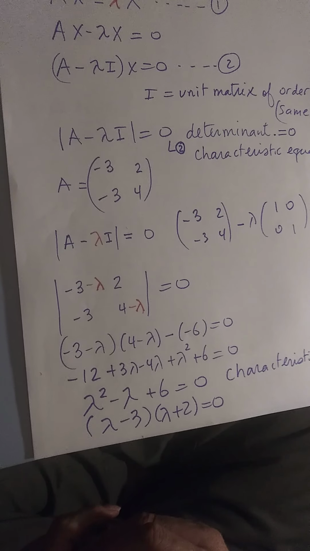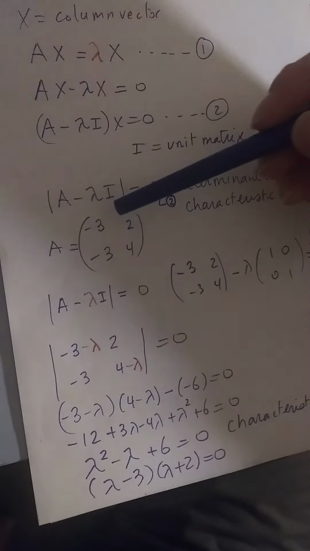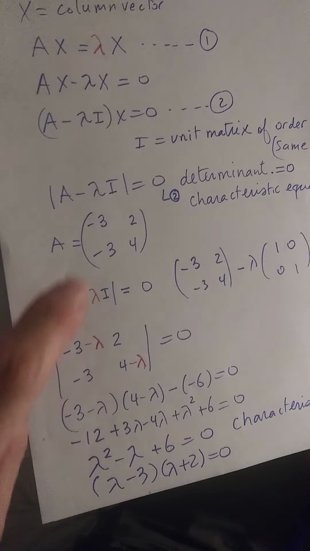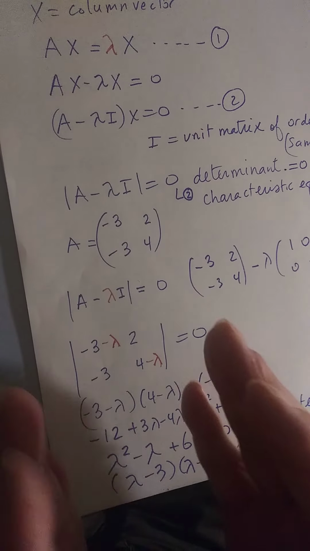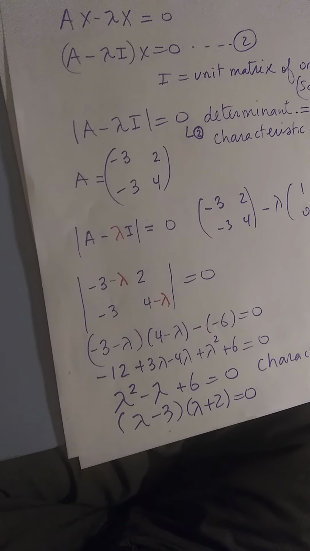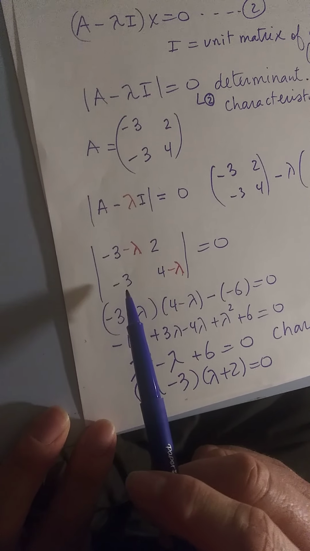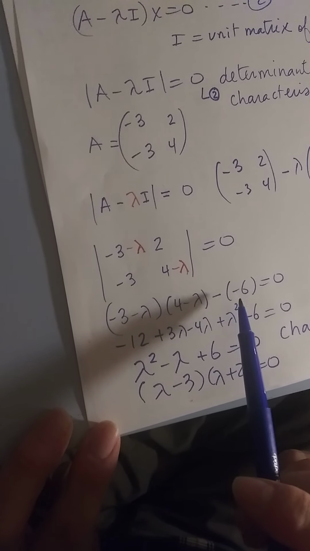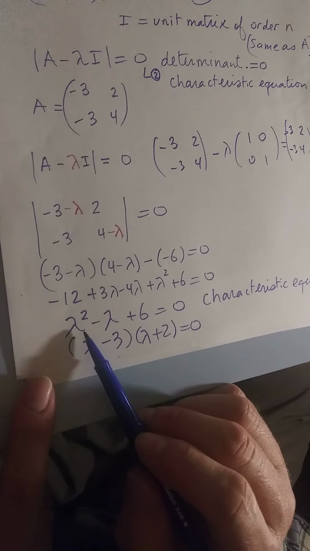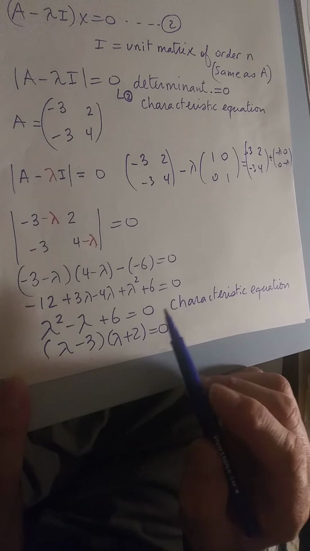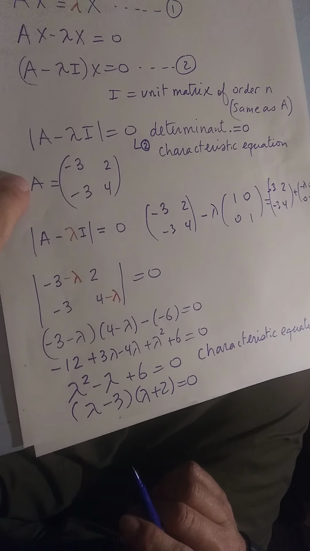That's this equation. In effect, you don't have to go through these steps, just subtract lambda from the diagonal terms. So minus 3 minus lambda, 4 minus lambda. The other two will stay the same. Make it a determinant and set it equal to 0. So we'll do the determinant. Minus 3 minus lambda times 4 minus lambda, minus minus 3 times 2, which is minus 6, equals 0. Simplify this equation and you'll end up with lambda squared minus lambda plus 6 equals 0. This is called the characteristic equation of matrix A.